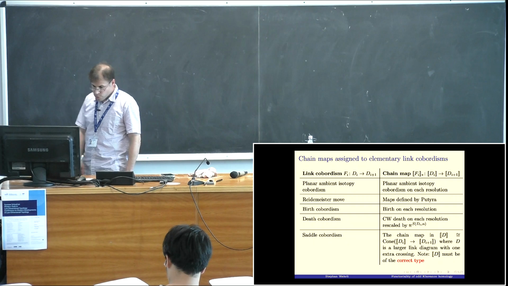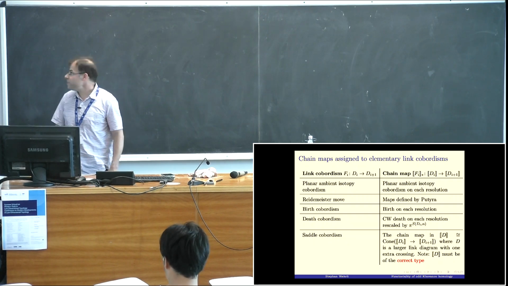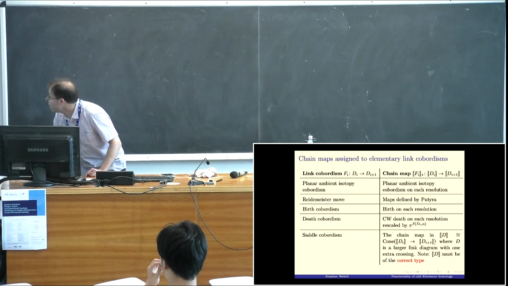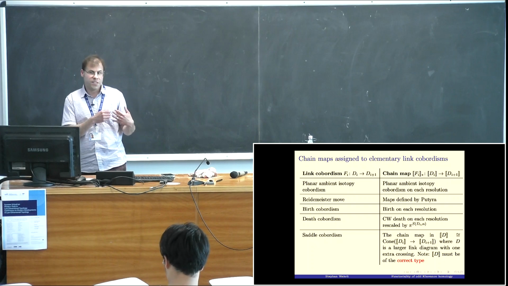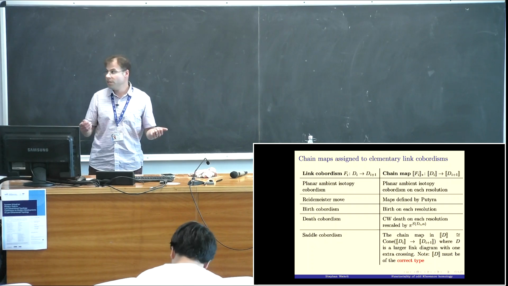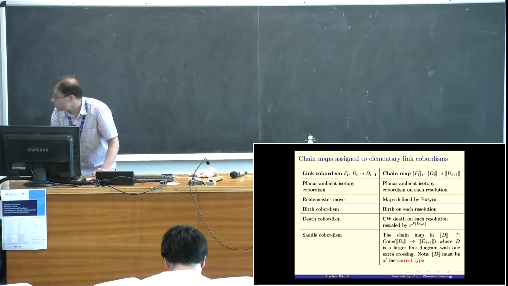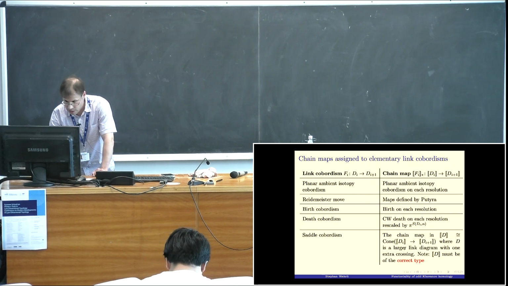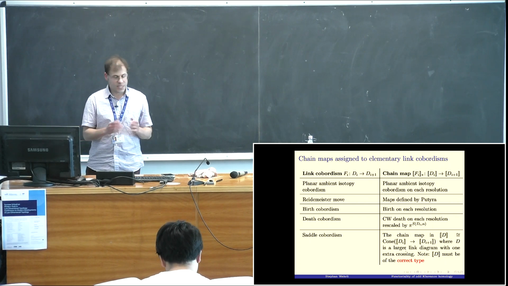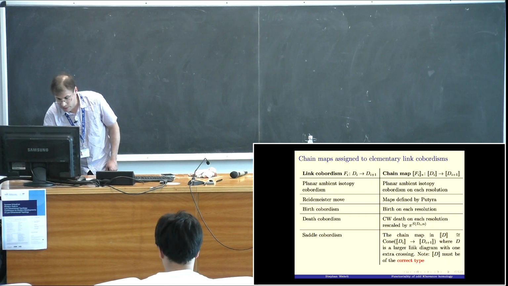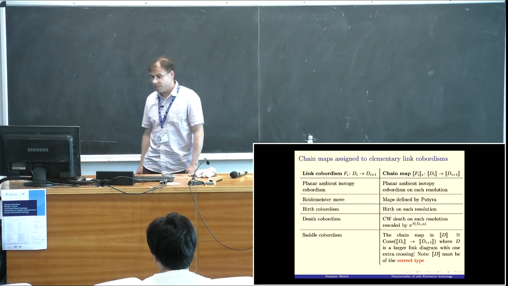And then for a saddle cobordism, it's a bit more complicated. For a saddle cobordism, you consider a larger link diagram, D, with one extra crossing. The extra crossing is in the place of the saddle, so that if you resolve it in the two ways, you get the diagrams D_i and D_{i+1}. Then you can look at its generalized Khovanov bracket, and you can realize it as such a mapping cone. And now the saddle chain map, the map that we assign to a saddle, is defined to be the map that appears in this cone. So that's how you assign chain maps to elementary link cobordisms.